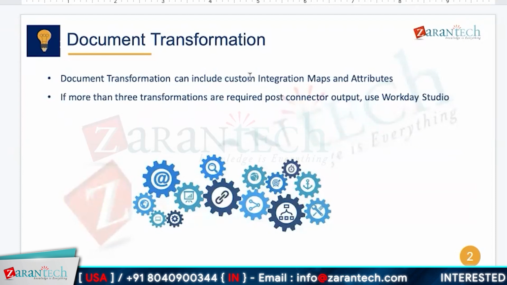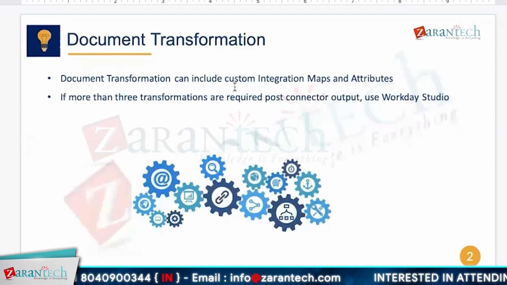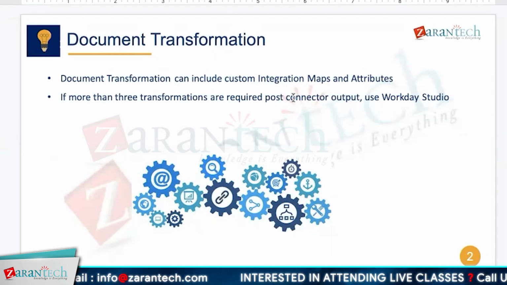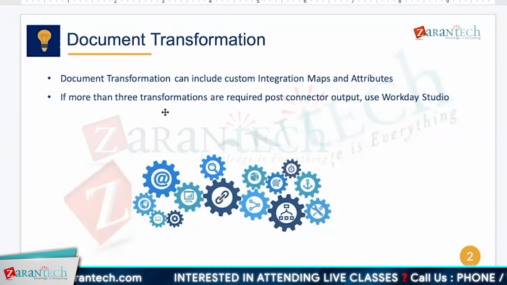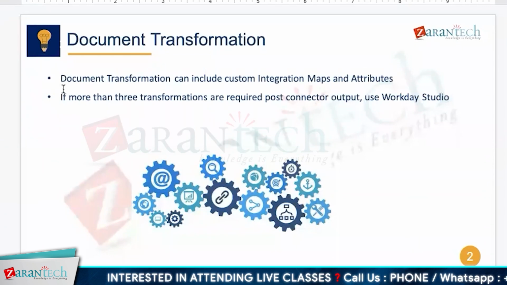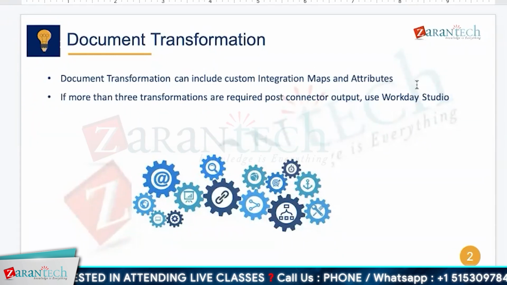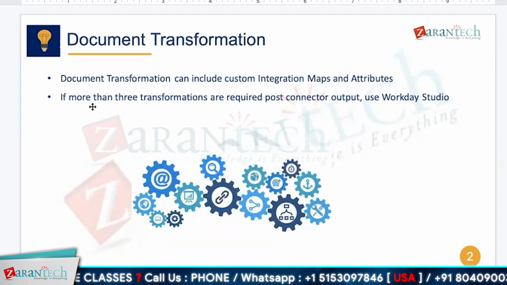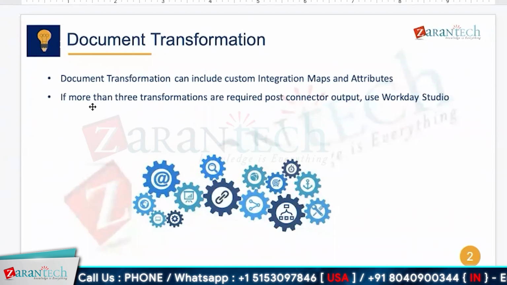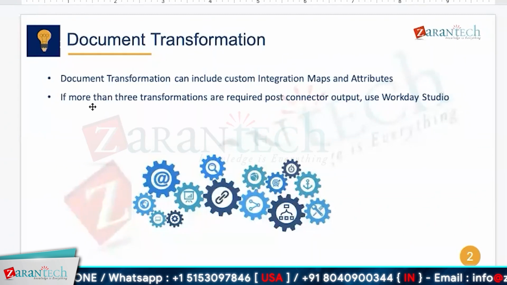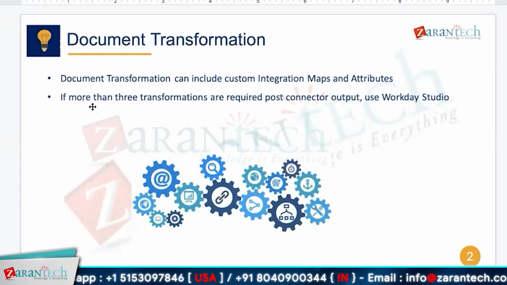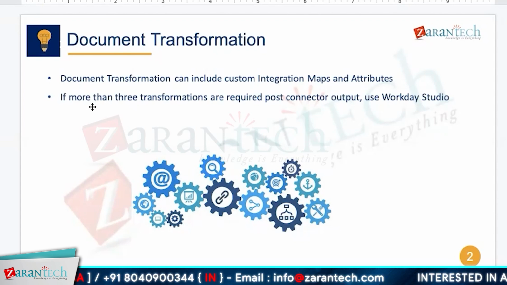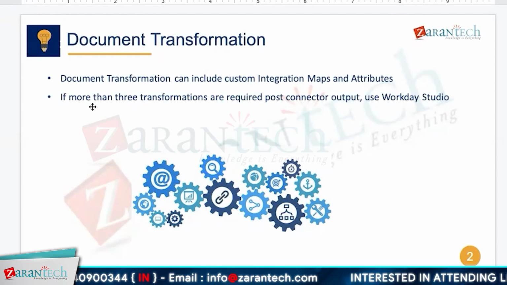Document transformation can include custom integration maps and attributes. If more than 3 transformations are required post connector output, use Workday Studio. We already talked about both of these things. But if we need multiple transformations at one point, meaning we are trying to have multiple services running at the same time and we need multiple transformations, then in that case we need to use Workday Studio. So that's all we are going to cover over here.